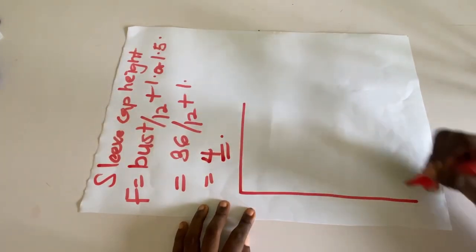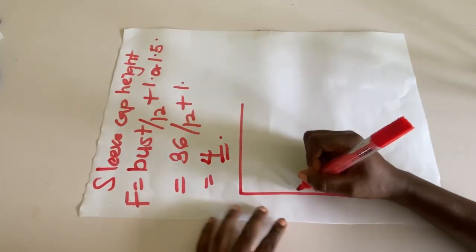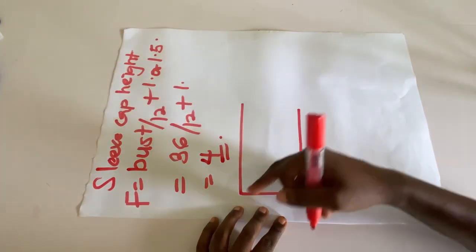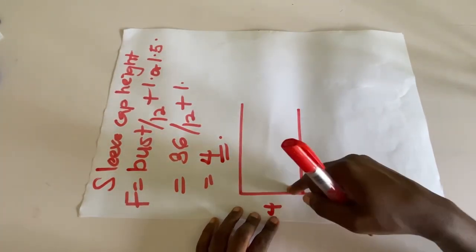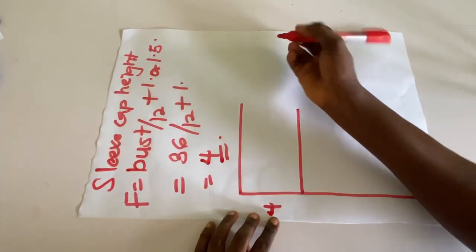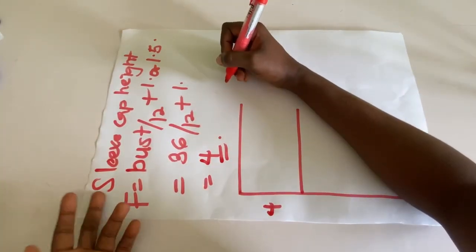So now I'm just going to rule a tabular form to show you how to get your cap sleeve. So now from that point that I marked, from that point is your cap sleeve. That is where you mark 4 inches. Then you rule a straight line across.